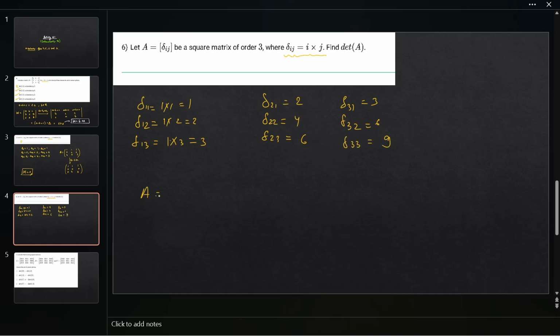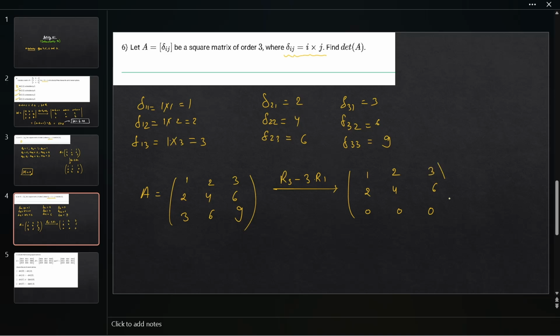So here I can write my A as 1, 2, 3, 2, 4, 6, and 3, 6, 9. Okay, so here again I can note something very interesting, that from row 3, if I subtract 3 times of row 1, what will I get? I will get 0, 0, 0 over here, and the rest of the rows will remain unchanged. And yes, again, since I have obtained a 0 row over here, the value of determinant of A is going to be 0. So again, the answer of this question is 0 as well.